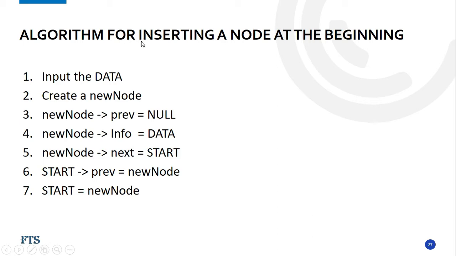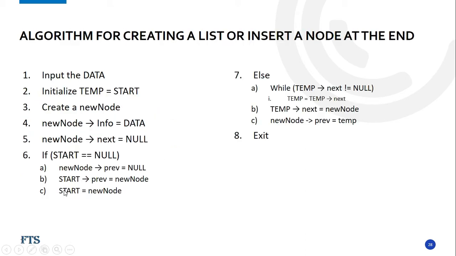Algorithm for inserting a node at the beginning. Input the data, create a new node. Then at the beginning, its previous pointer should point to null. Info should be equal to data, and its next should be equal to start, and start previous should be equal to new node, and start should be new node.